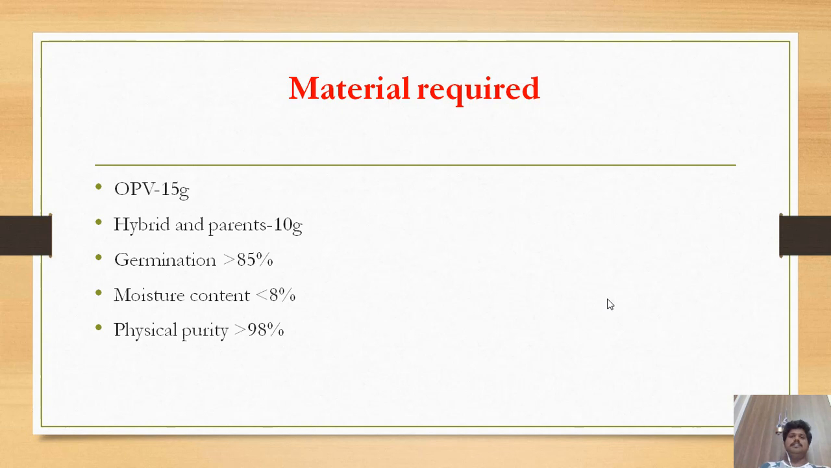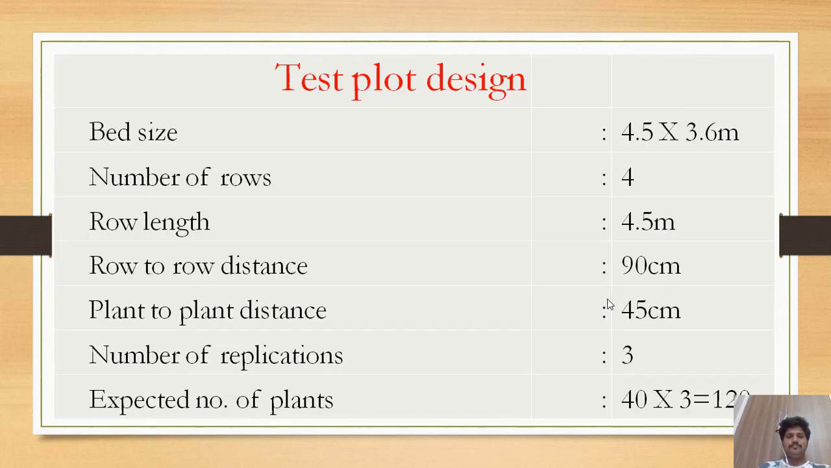So, what are the materials required for DUS testing? If it is an open pollinated variety, we need 15 grams of seed, whereas in case of hybrids and parents, we need 10 grams of seed per every plant. And then germination percentage, our required germination percentage is 85%, and moisture content should be less than 8%, and physical purity you have to ensure to be more than 98% all the time.